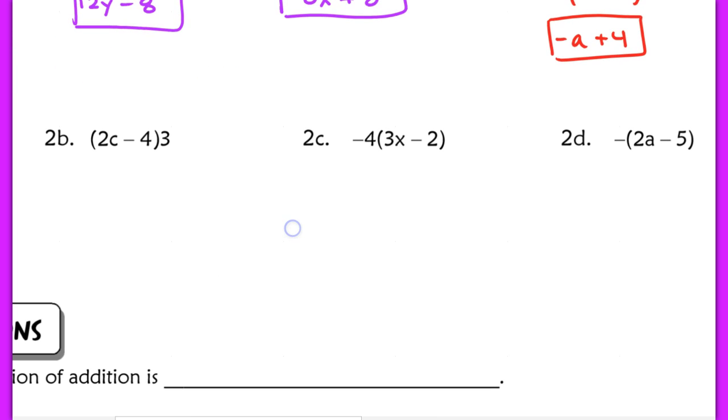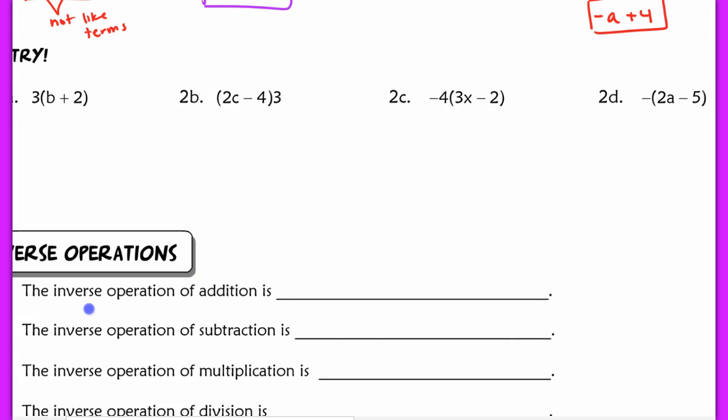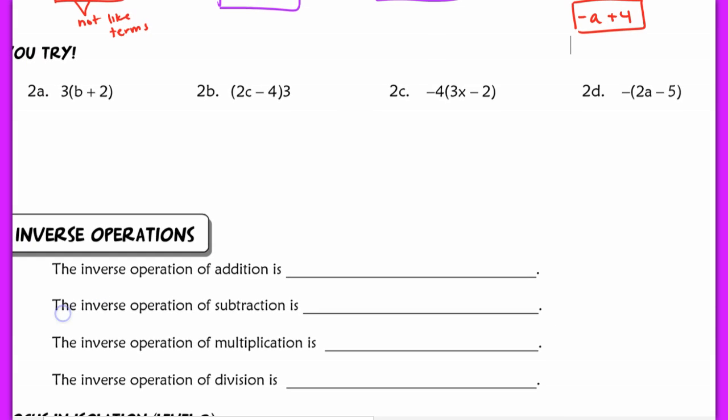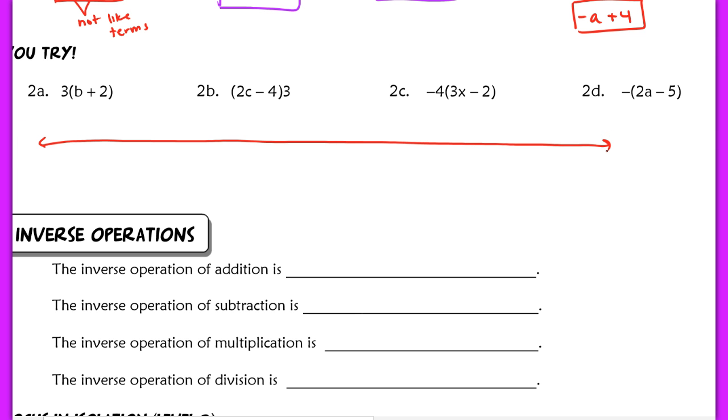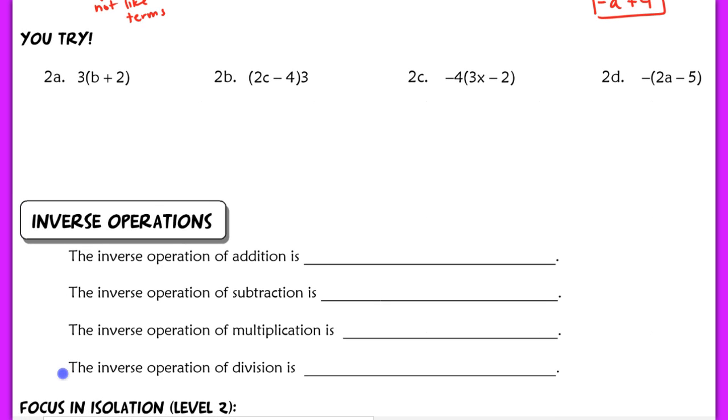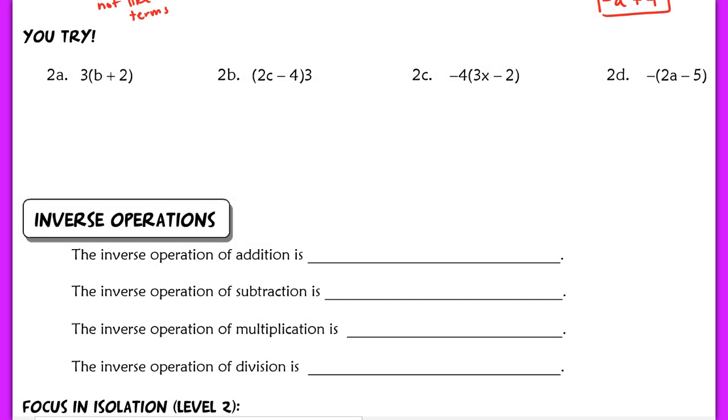I would like you guys to try these next 4 problems here, 2a through d. So you're going to try these questions through here, and then when you check in your answers, we'll check for accuracy and we'll go over those together. So go ahead and pause the video and try 2a through 2d.